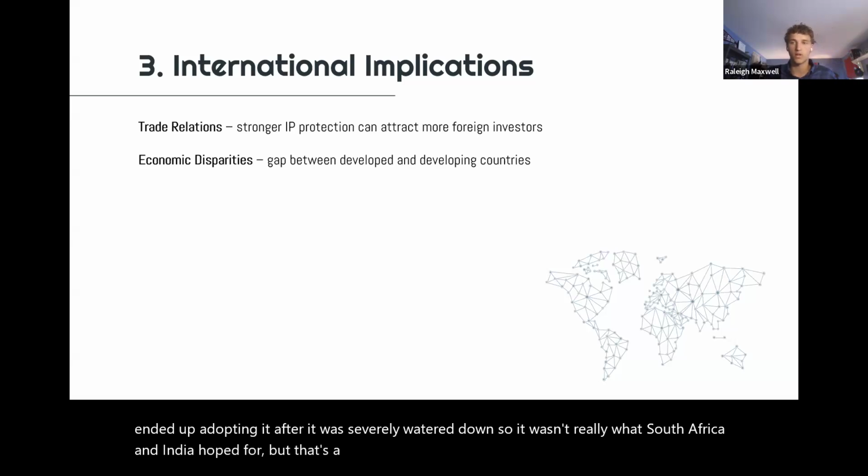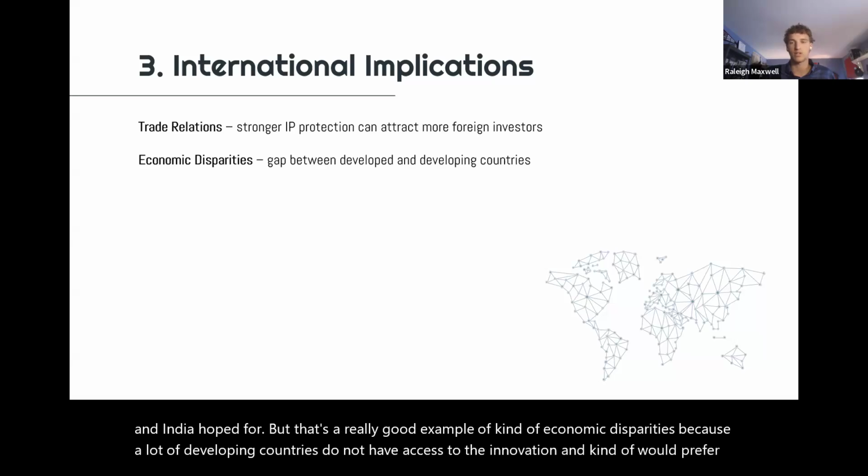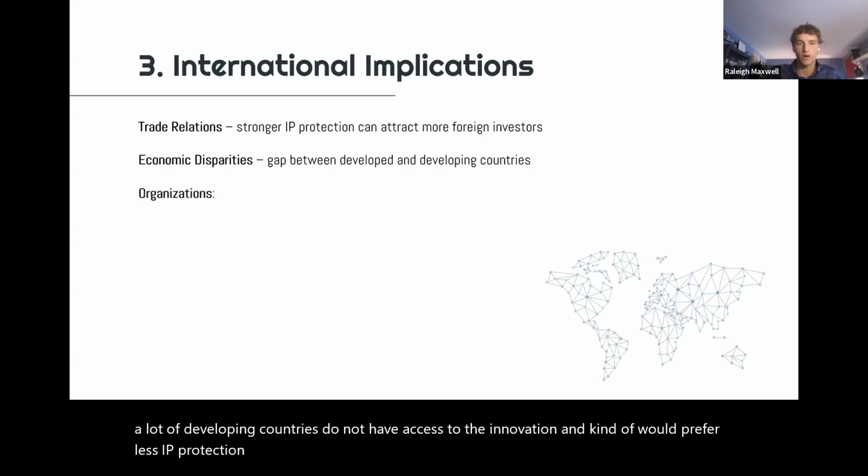But that's a really good example of economic disparities, because a lot of developing countries do not have access to the innovation and would prefer less IP protection for US IPR.